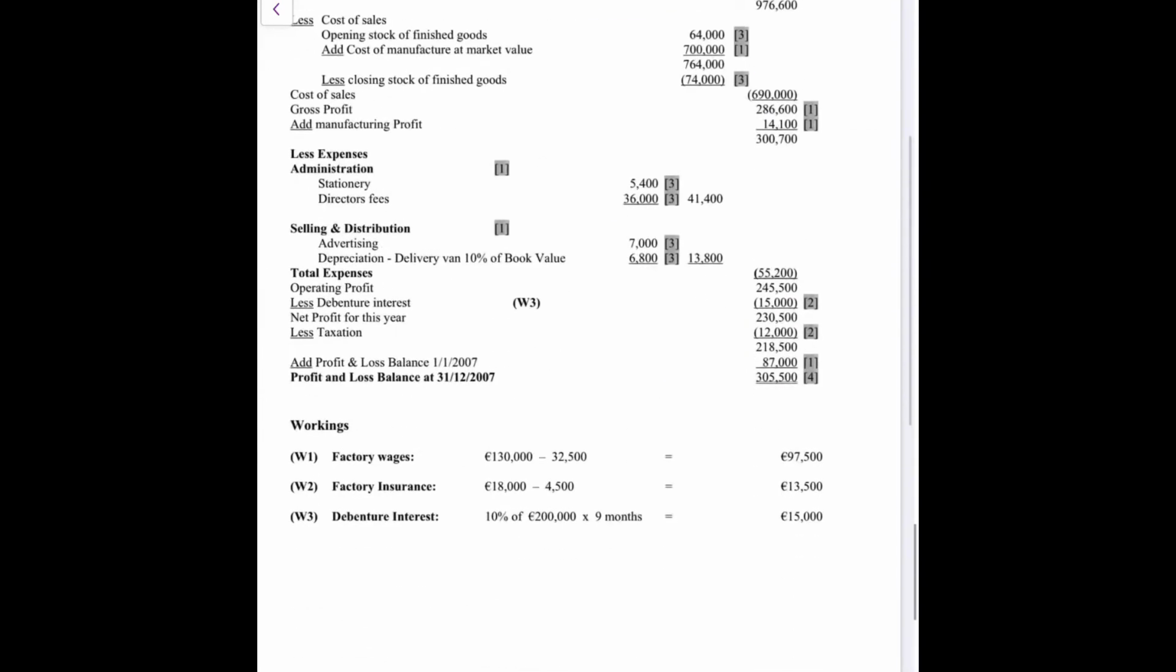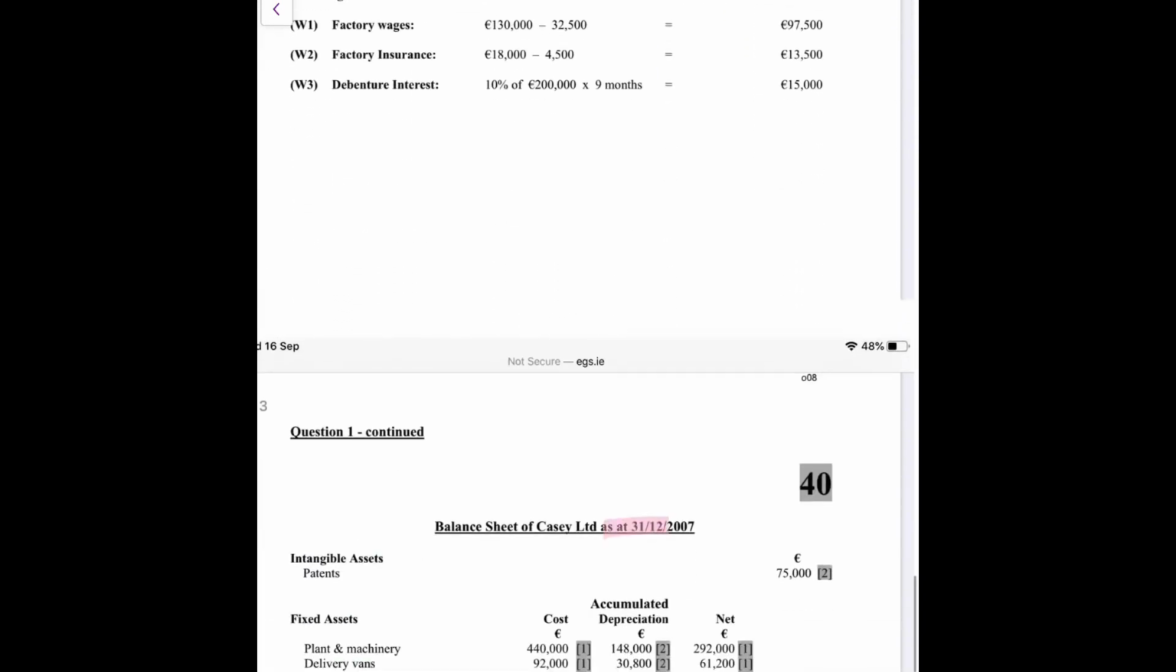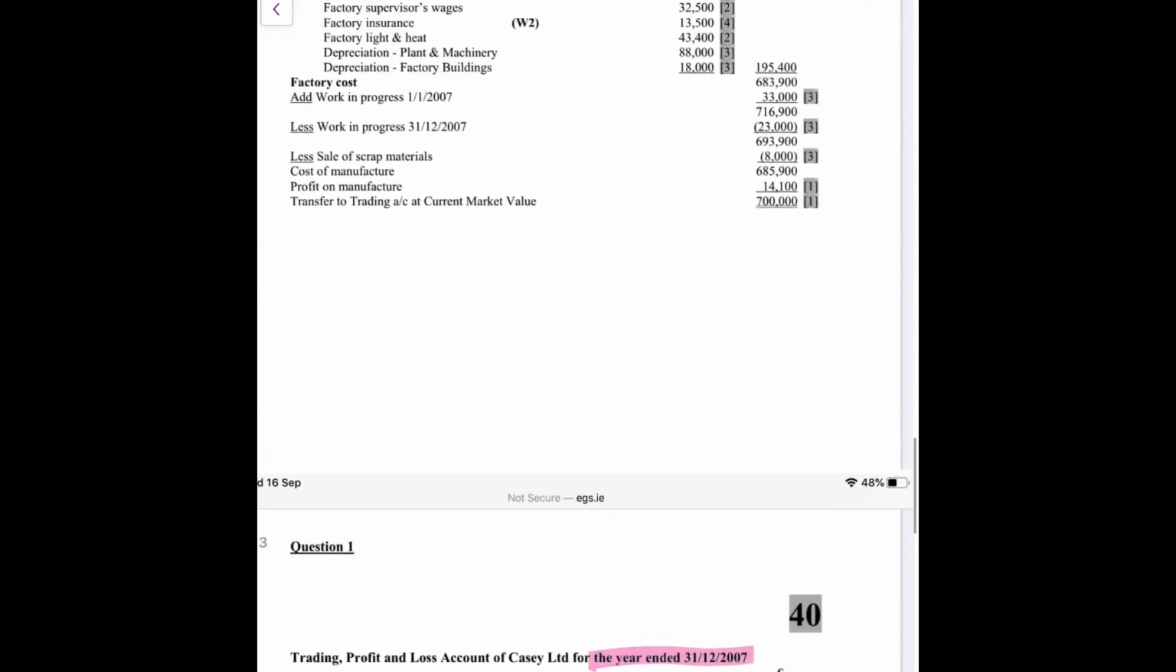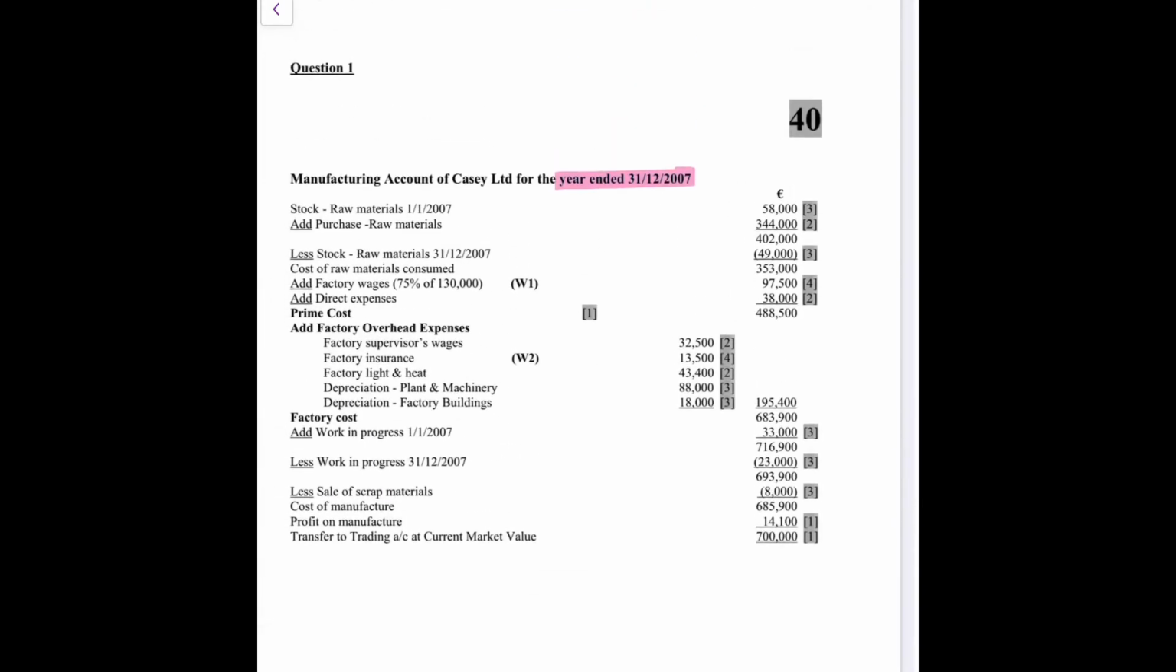Okay, so you've got your year ended in your profit and loss, but in the balance sheet it is as at. The balance sheet is just a picture on that day, on the last day of 2007, whereas the other two are all the figures for the whole year.